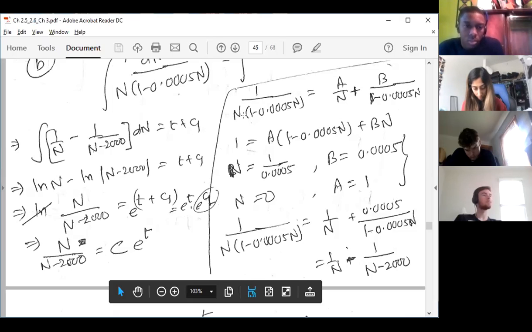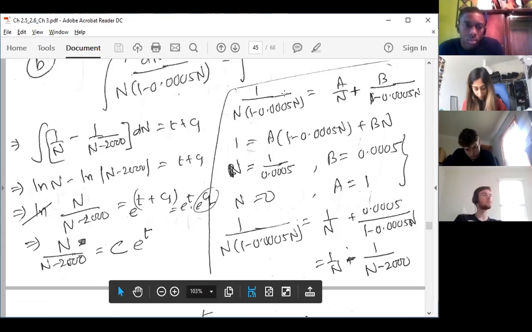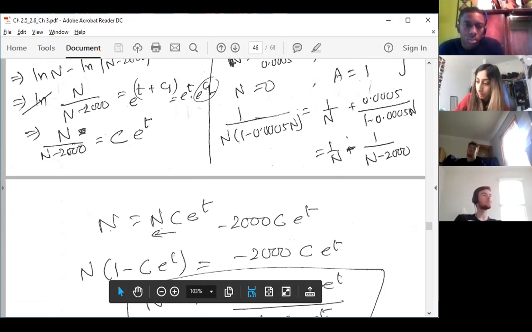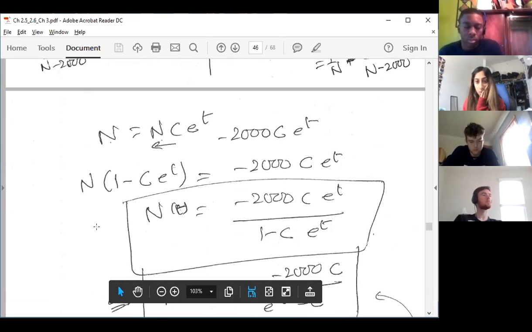Sorry, my bad. This is just a matter of partial fractions. So n is equal to this one. We are looking for n, please don't forget. Multiply throughout by n minus 2000 on both sides. So n equals c to the power t times n minus 2000. I have one n over here, so let me send this n to the other side and take n common. So 1 minus c to the power t equals this one, and divide by this factor, 1 minus c to the power t.